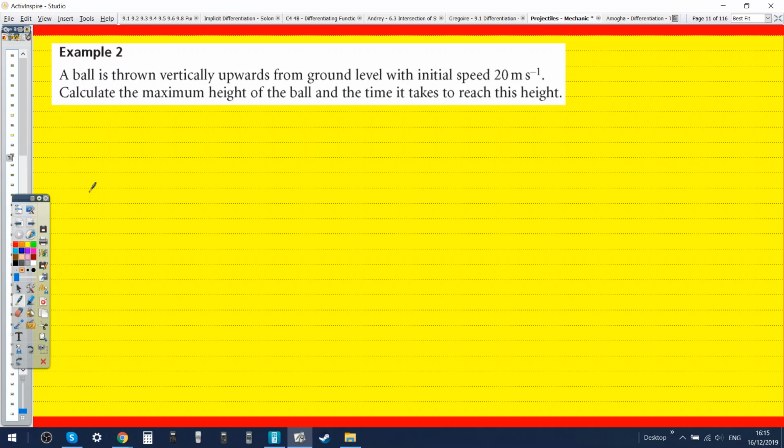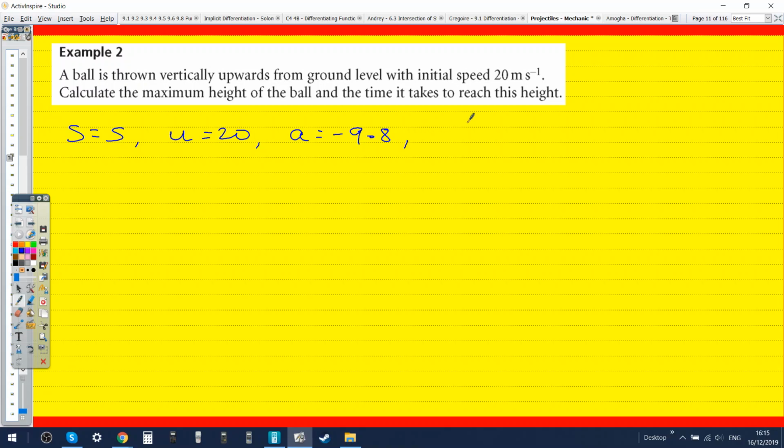So we're finding out s. We know u is 20. We don't know v again. Would the acceleration for this one be minus? Yes, so then minus 9.8. Yeah, and that's because the u is positive.